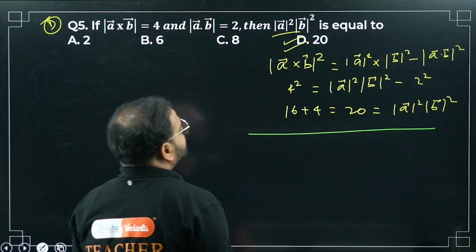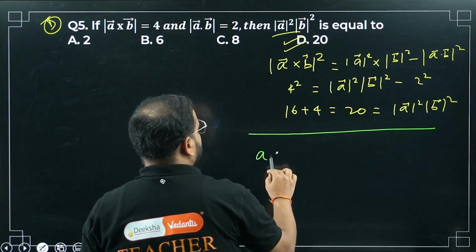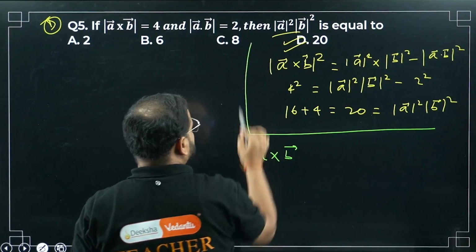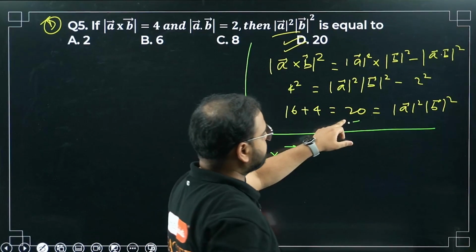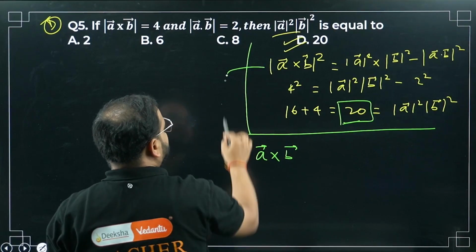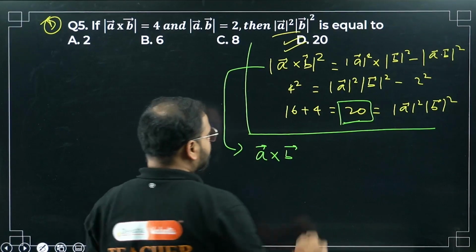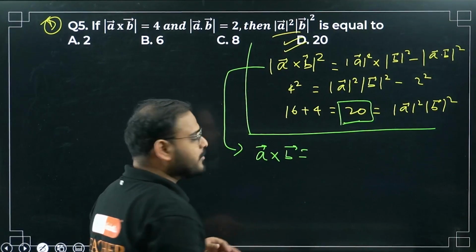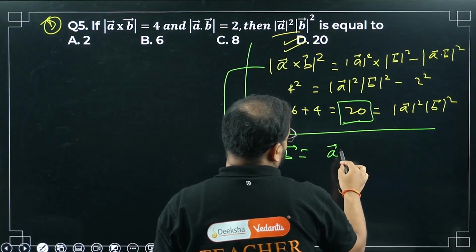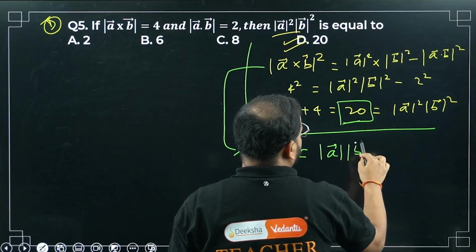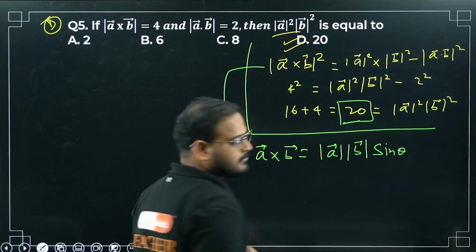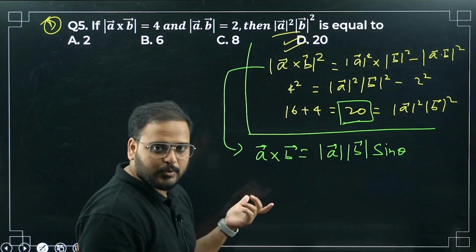Let's see. So what is A cross B first? Vector A cross B is what, bacha? This is again the concept part. How are we getting this result? What is A cross B going to be? Remember this? Vector A mod, vector B mod, with sine theta, right? This is the definition of the cross product.